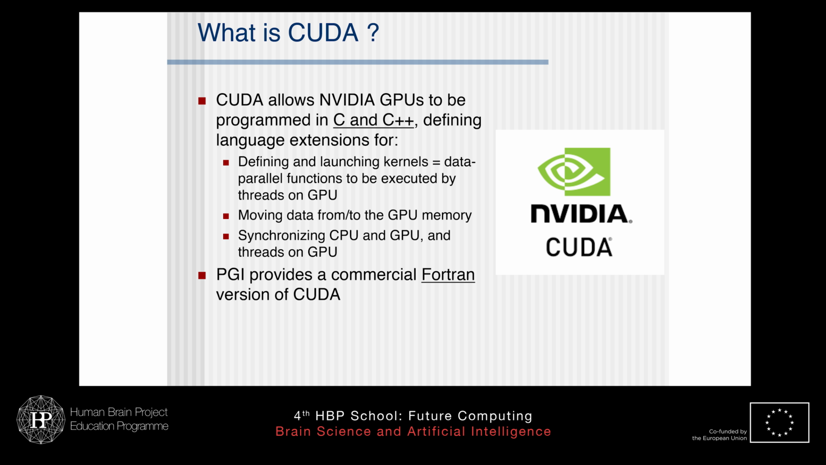That's a language extension that allows you to define and launch so-called kernels. The kernel is the data parallel function that should be executed on a GPU, right? So again, you have a task parallel model, you launch a task in parallel on your GPU. The task itself is highly data parallel, right? As we learned yesterday, you need to explicitly move data back and forth between your CPU and your GPU. They have different memories. And then, of course, you need some mechanisms to synchronize, right?